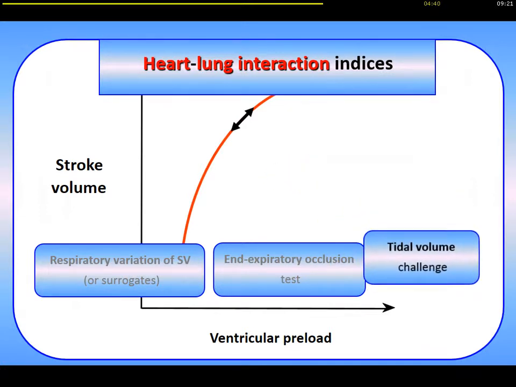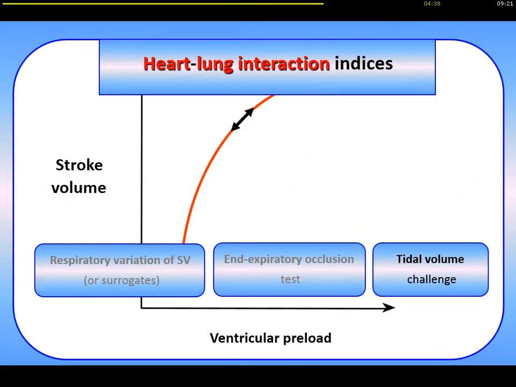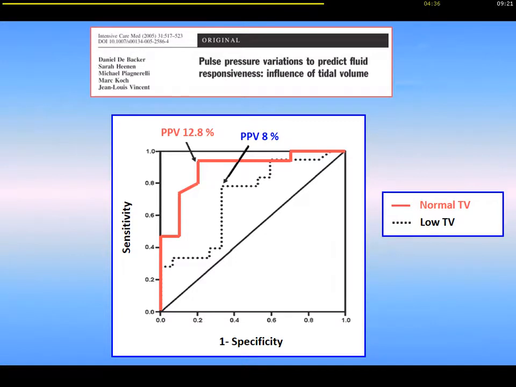Another test is the tidal volume challenge. It is also a new test, because in case of low tidal volume, pulse pressure variation is not good to predict responsiveness. Not good means that if you have a low value, you cannot be sure whether the patient is preload responsive or not. If you have a high value, okay, you can be sure. But if you have a more or less low value, you cannot be sure.